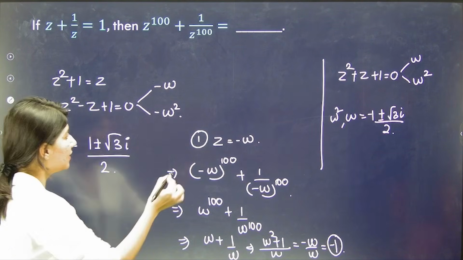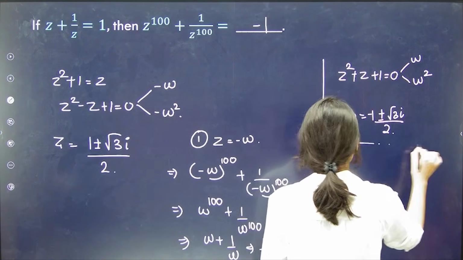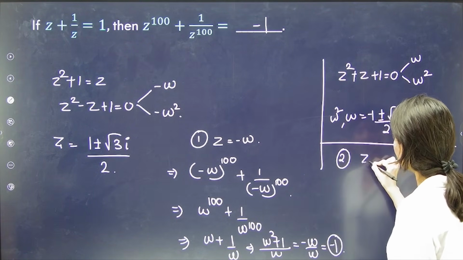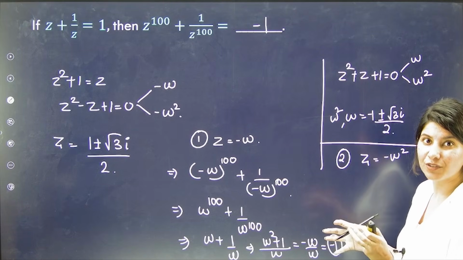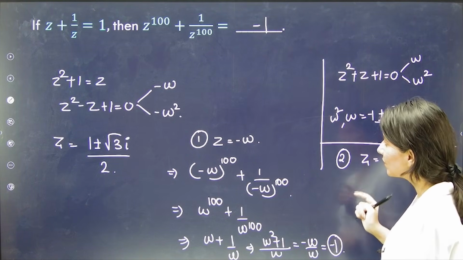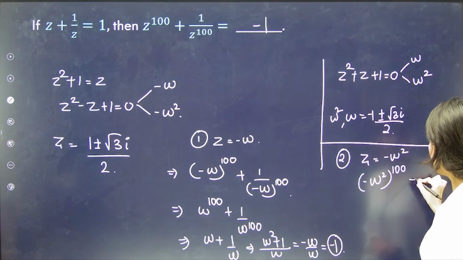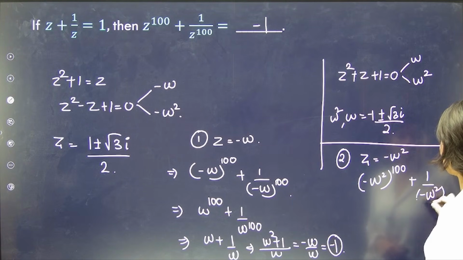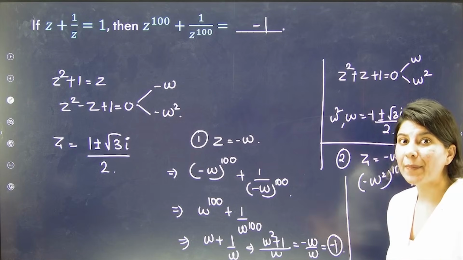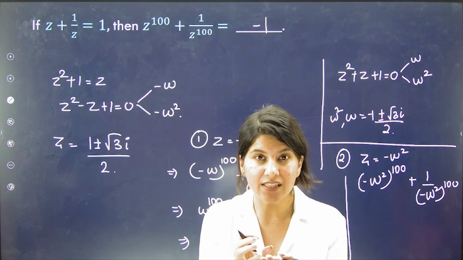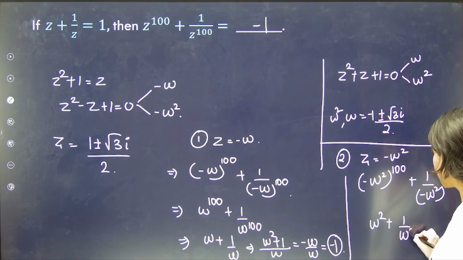So minus 1 in the first case. And if you take z equal to minus omega square also, case number 2, then you will get the same result. No controversial, no contradictory result. So this is going to be minus omega square power 100 plus 1 upon minus omega square power 100. Omega power 200, so omega power 198 into omega square. 198 is a multiple of 3, so this is omega square only, plus 1 upon omega square.